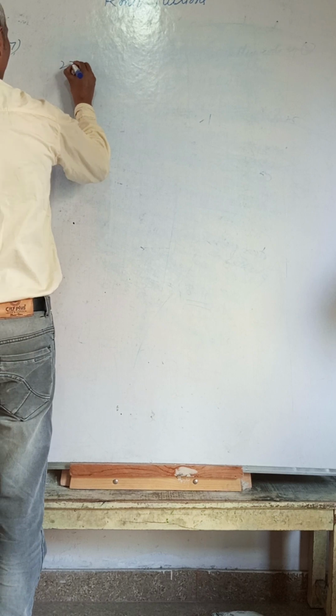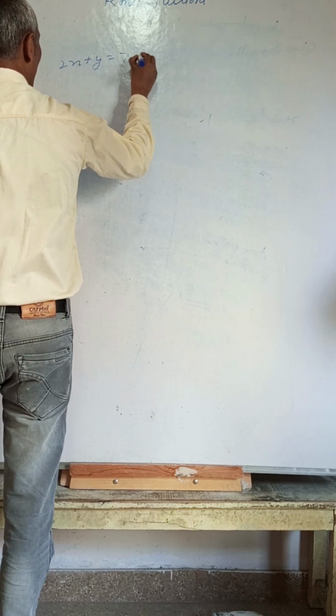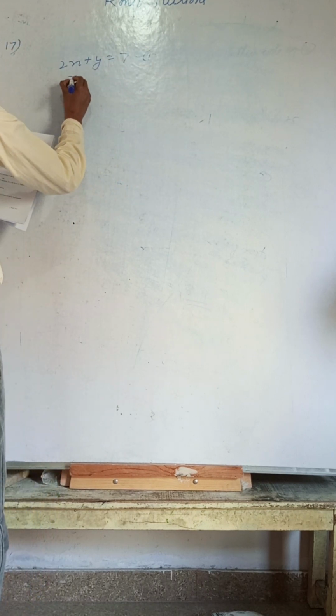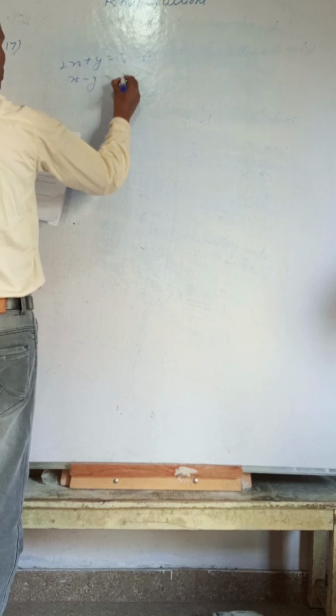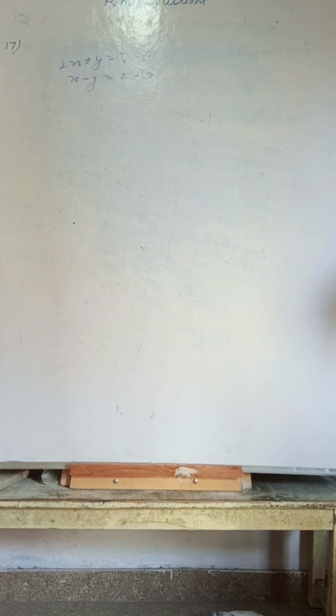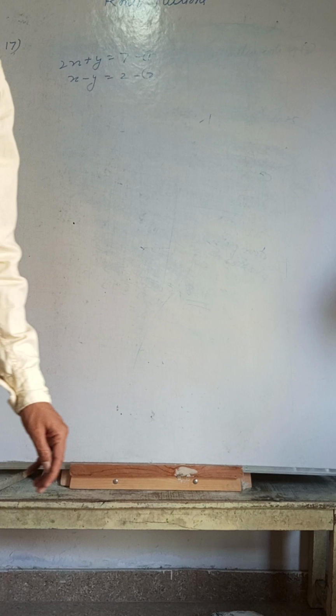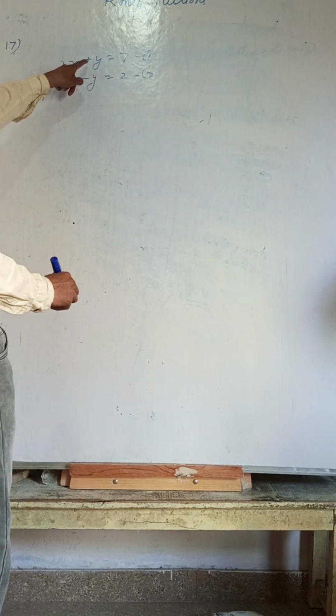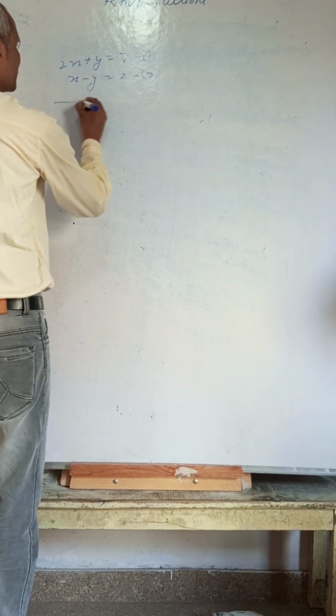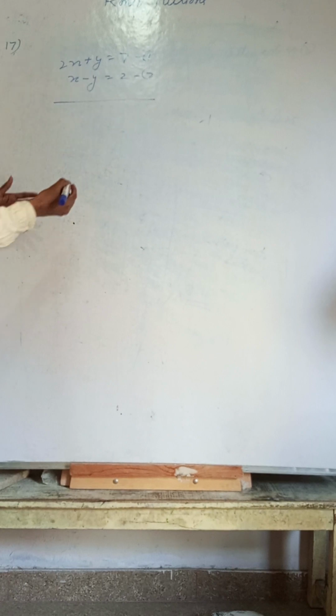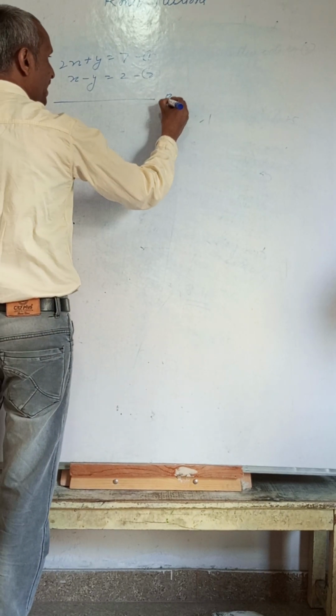Here it is given that 2x plus y is equal to 7, equation number 1, and x minus y is equal to 2, equation number 2. Now choose the equation and any variable which are equal. So see here, y is equal, so we can directly eliminate it by adding.